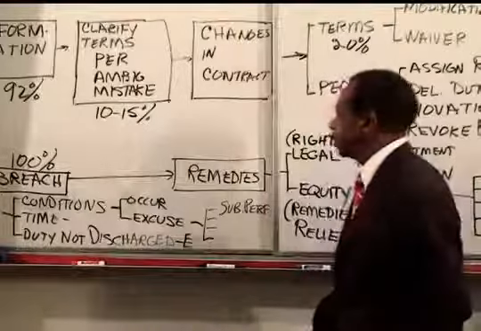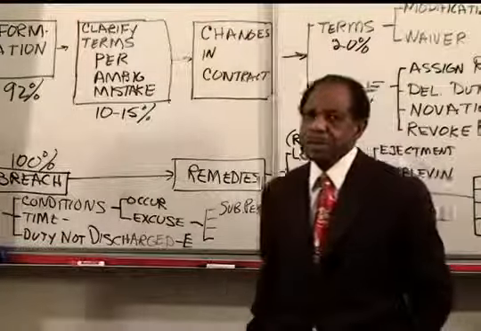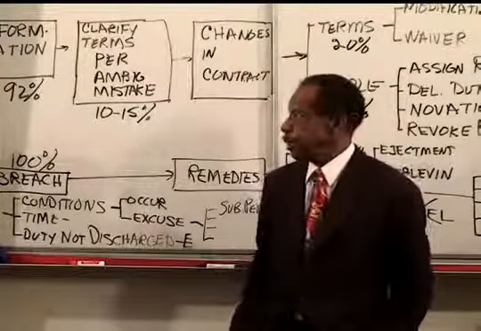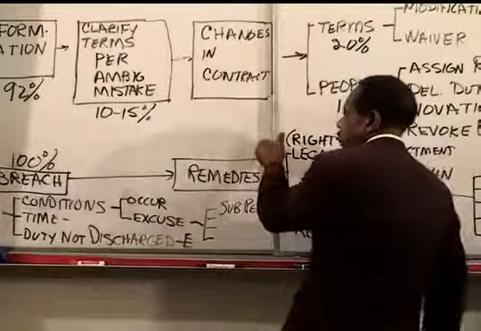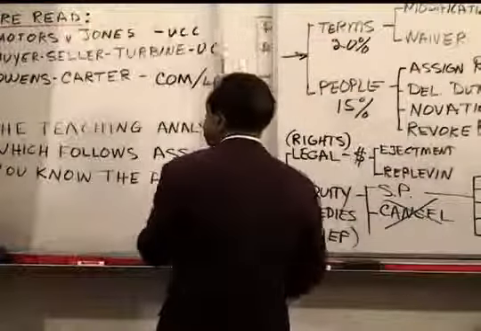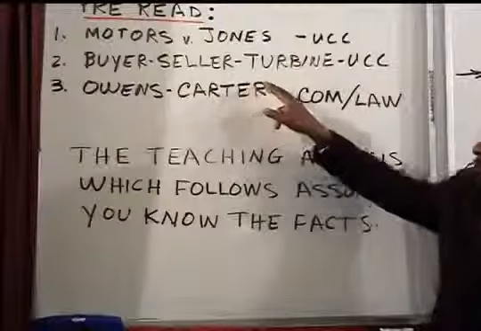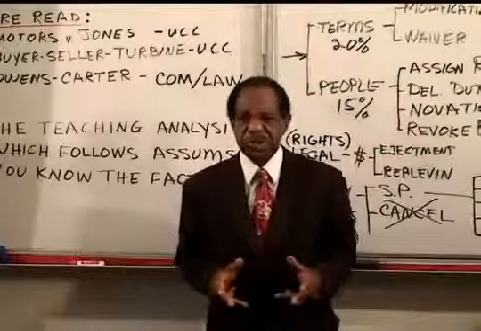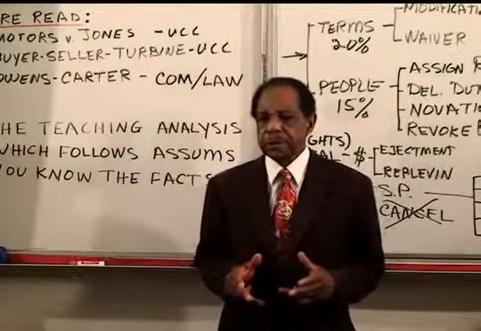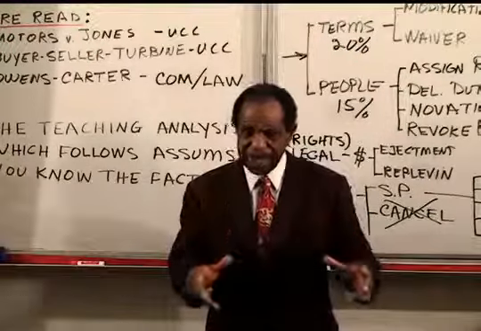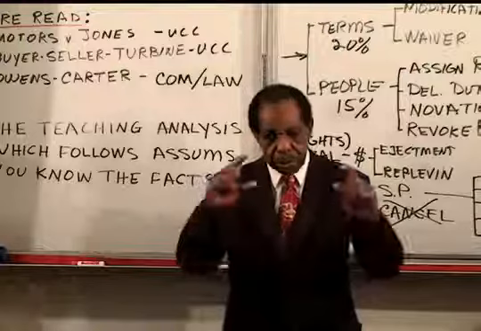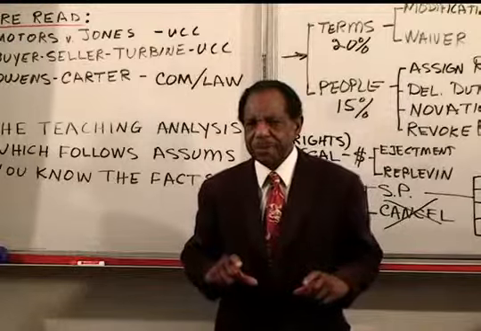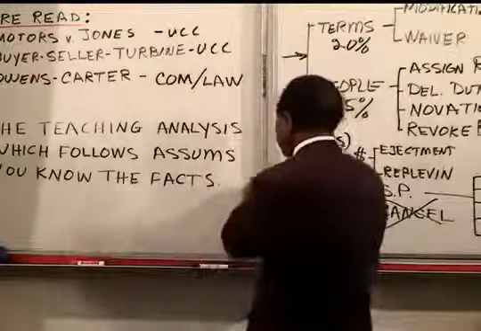What we are going to do next is take these principles and apply them to some contracts problems, the ones that I told you about, the ones that you need to read: Motors versus Jones, Buyer-Seller-Turbin, and the Owens-Carter problem. And the first thing we're going to do with these problems is see how, when you look at the facts that the bar examiners have presented to you, you can organize the facts that they gave you.